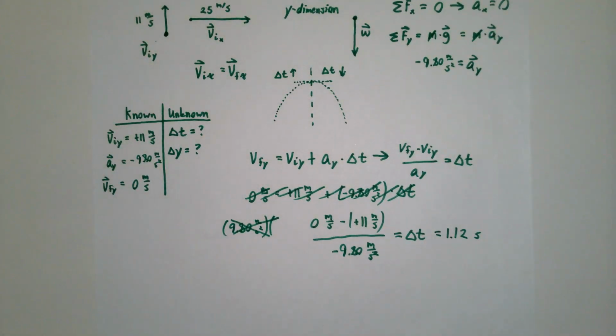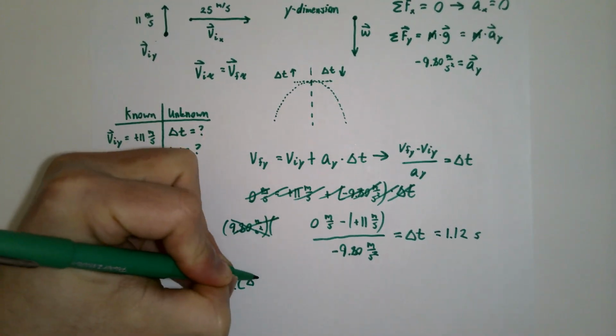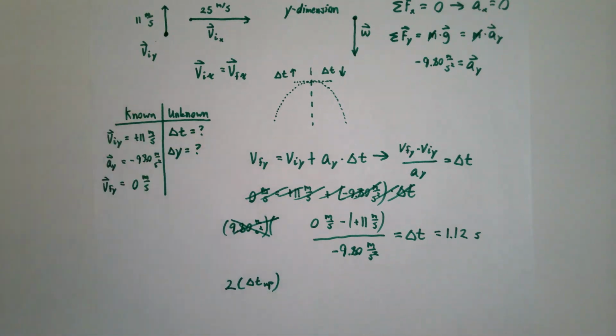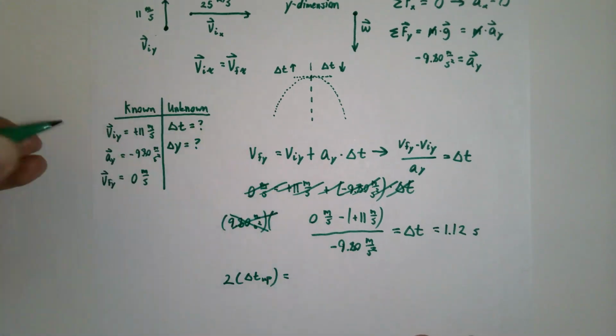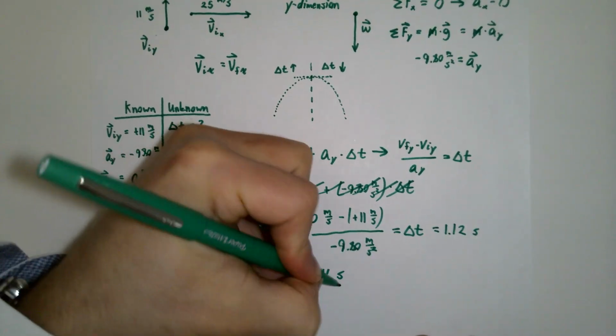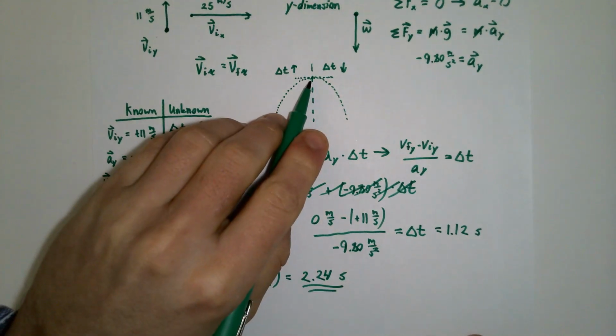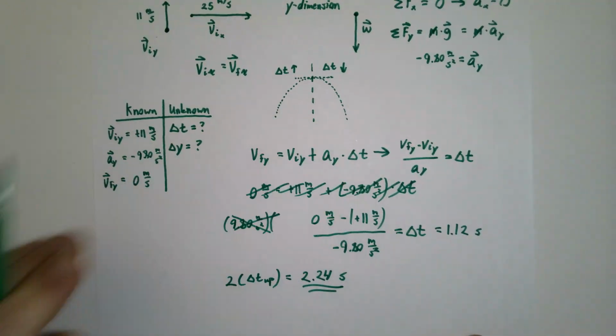If I take that time and multiply by 2, this is just time up, right? That gives me 2.24 total seconds that our tomato was in the air. Half of that time was going up, the other half coming down.